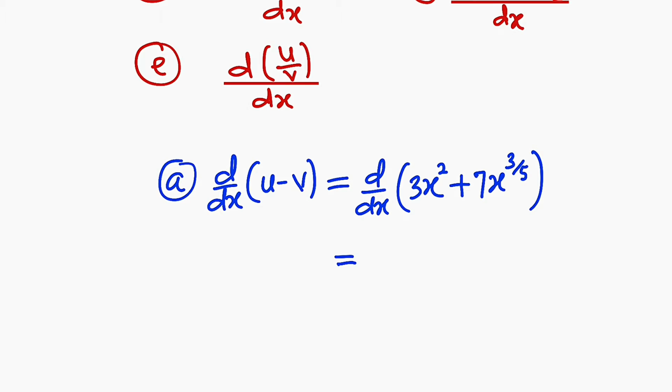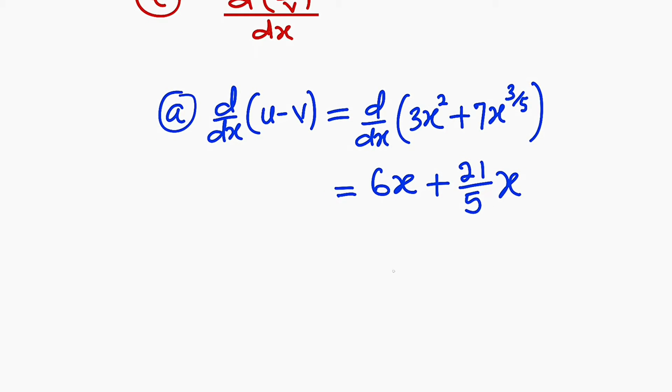So this is equal to, you take 2, which is the power of x, then you multiply by 3, you get 6, x to the power of 2 minus 1, which is the same thing as x. Then you add, you take this power 3 over 5, then you multiply by 7. That will give us 21 over 5. So we have 21 divided by 5, then x to the power of 3 over 5 minus 1.